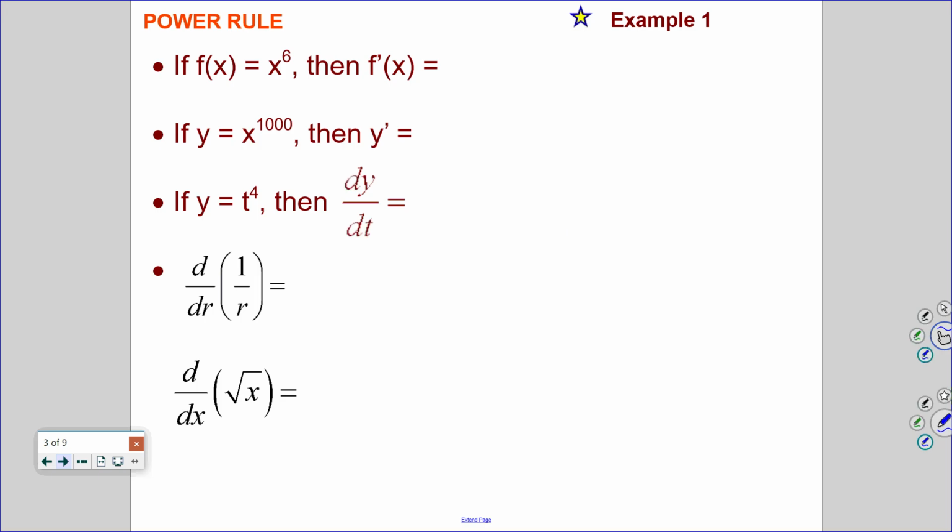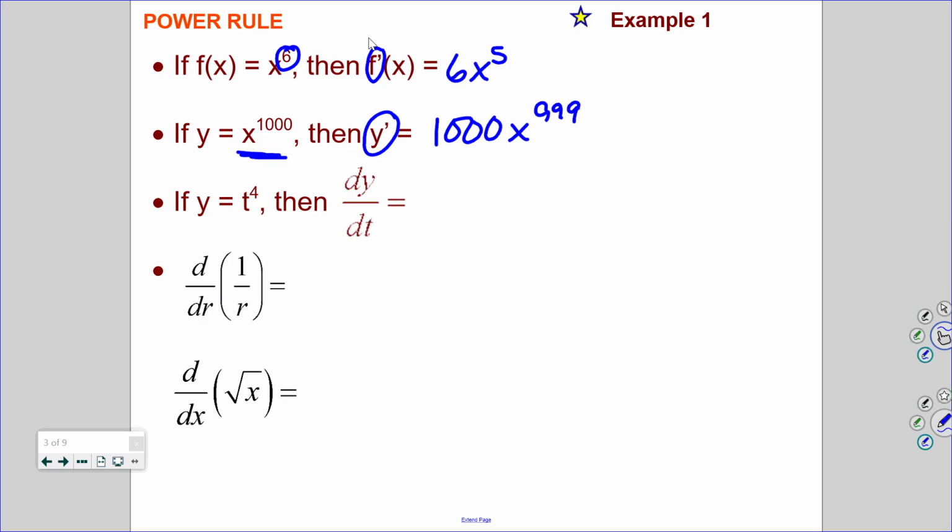Again, if I had x to the 6th power, remember f prime is another way to say take the derivative. I take the power, put it out front, I write down the variable, and I subtract 1 from the exponent here. So if I were to subtract 1, that would make it x to the 5th. Here's another notation for the derivative, y prime. And my function is x to the 1,000. I bring the 1,000 out in front, write down the variable, and subtract 1 from that power.